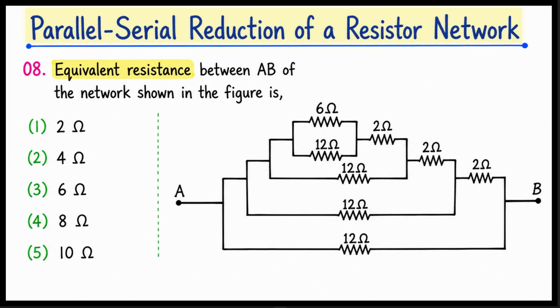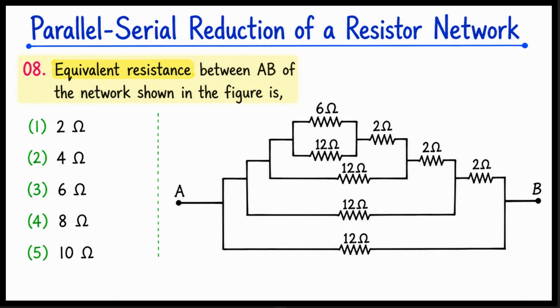Question 8 is a parallel-series network reduction. The diagram shows terminals A and B with a stack of parallel branches between them, reading from top to bottom. A top branch with a 6-ohm resistor in series with a 2-ohm resistor, then 2 parallel 12-ohm branches, then 2 parallel 2-ohm branches, then a bottom 12-ohm branch. The question is the equivalent resistance between A and B. Options range from 2 ohms to 10 ohms.